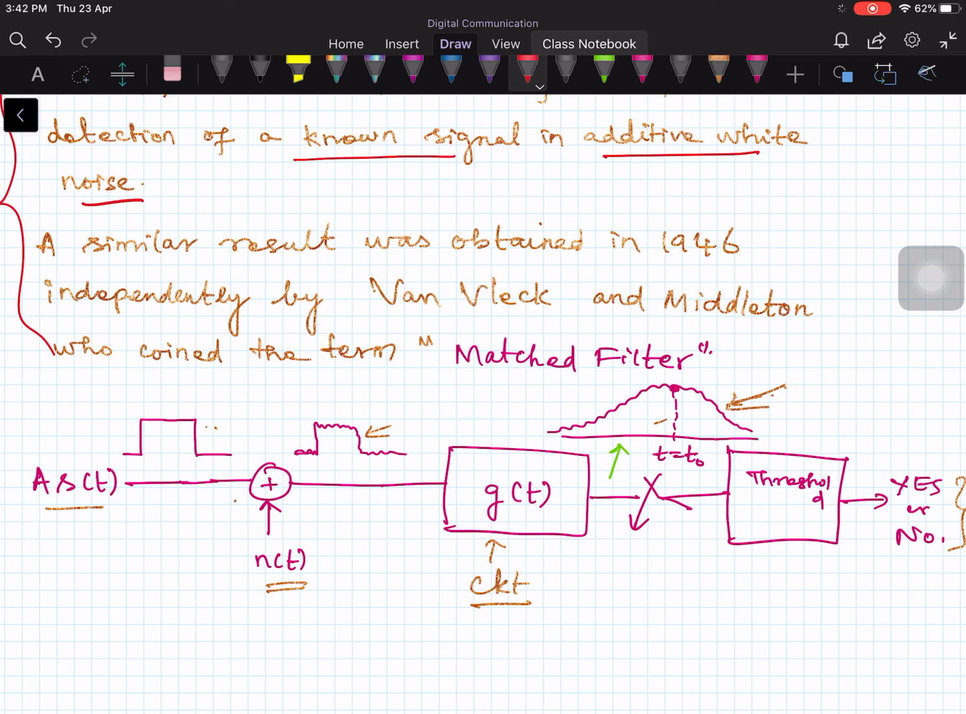So this is your input A times s(t). Let's say the input is this kind of pulse, and this pulse is contaminated by noise, and this is how it might become after demodulation. Because of the noise, there is slight variation like this. And that's what you are observing, the sum of the signal plus noise. So this is your observed waveform.